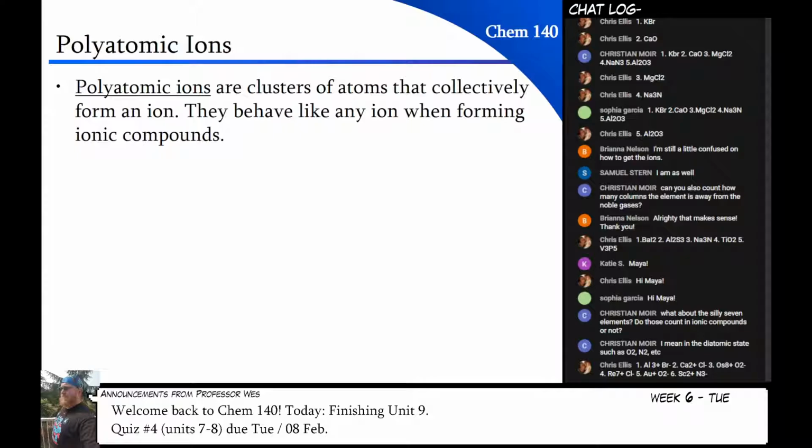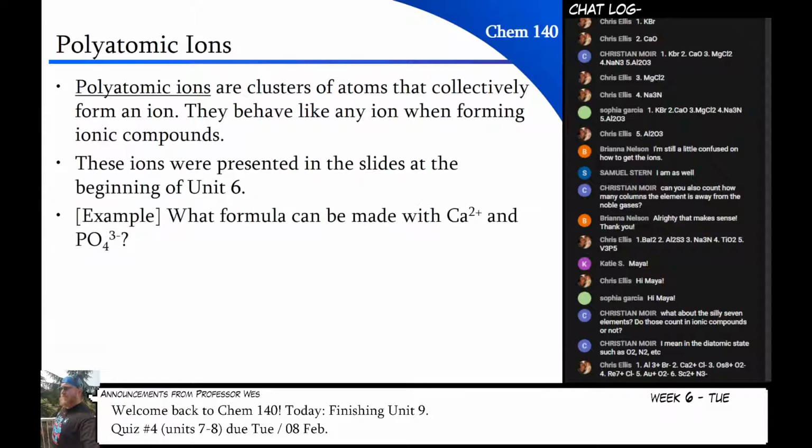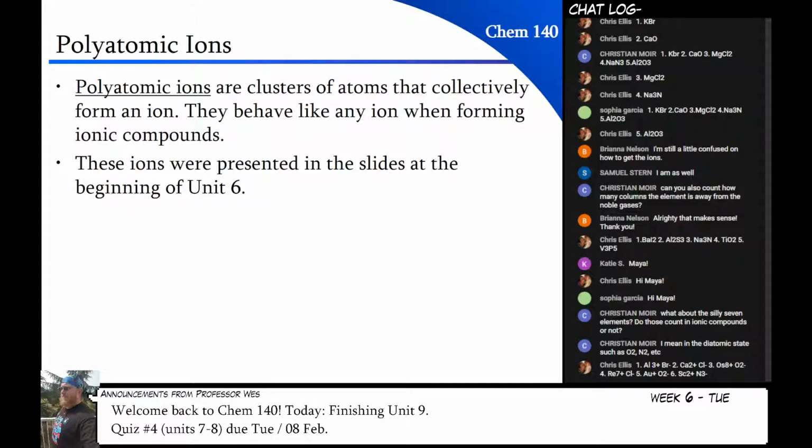Now, the list of polyatomic ions I gave to you at the start of Unit 6, and you probably don't remember them because, again, online class, right? Don't commit stuff to memory you don't need to. You only have so much brain hard drive space. Although I personally think they're important, there are better things to worry about during a pandemic, right?